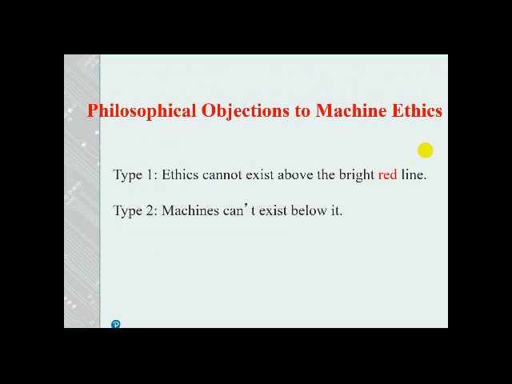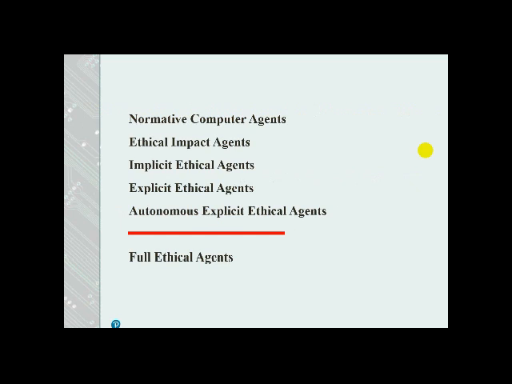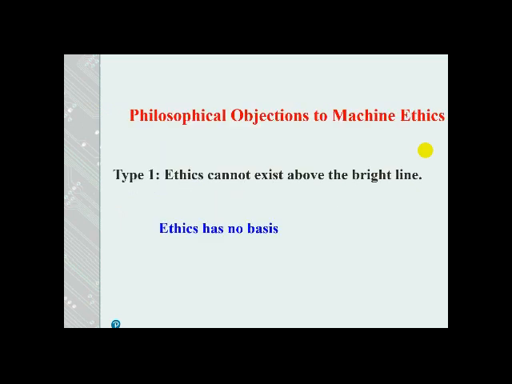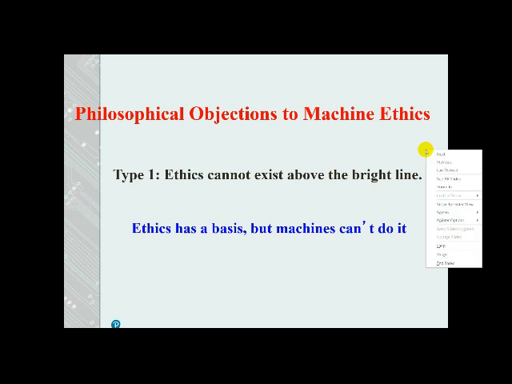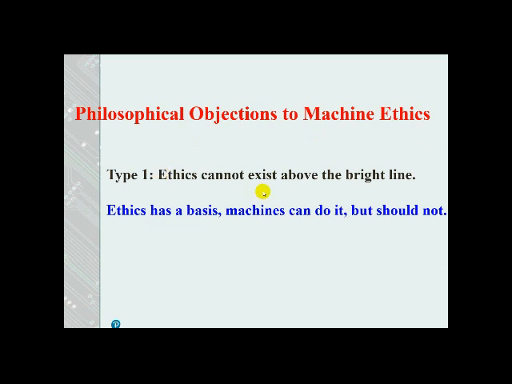Philosophical objections to machine ethics. Type 1: ethics cannot exist above the bright line. Type 2: machines cannot exist. Ethics cannot exist above the bright line. Ethics has no biases. Ethics has biases, but machines cannot do it. Ethics has biases, machines can do it, but should not.